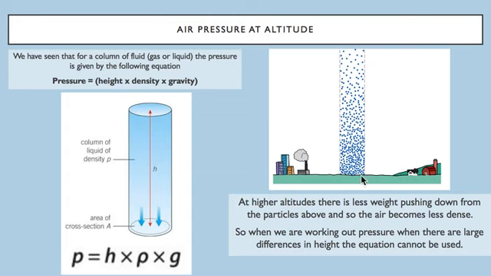The particles down the bottom are getting pushed down by the weight of all the particles above them. But as we increase the height, there are going to be less particles above, so there's going to be less weight pushing down. So the number of particles in the same volume of air is going to be less, so the density is going to be less. As you go up and up and up, the density decreases and decreases and decreases.